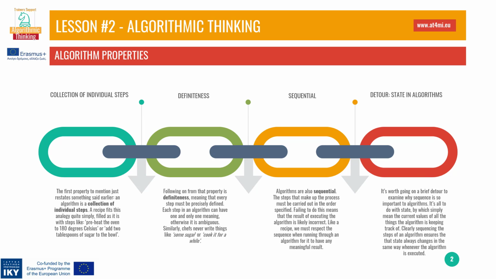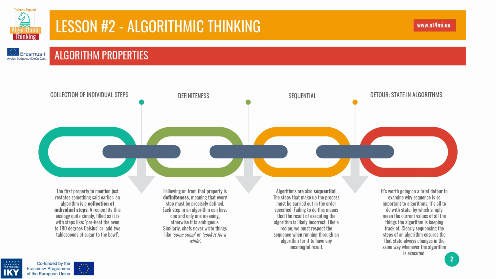Definiteness. Following on from that property is definiteness, meaning that every step must be precisely defined. Each step in an algorithm can have one and only one meaning, otherwise it is ambiguous. Similarly, chefs have come to the same conclusion, which is why they produce recipes using precise measurements instead of writing things like some sugar or cook it for a while.